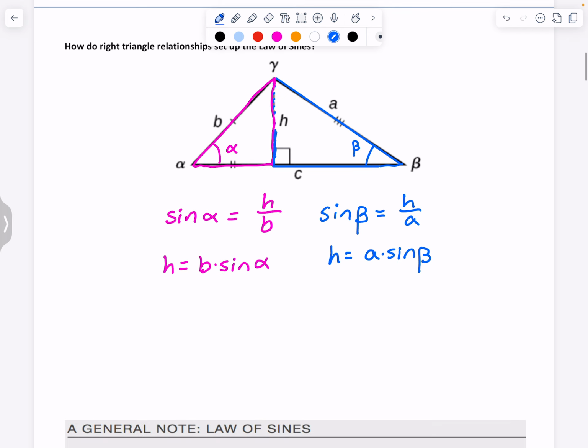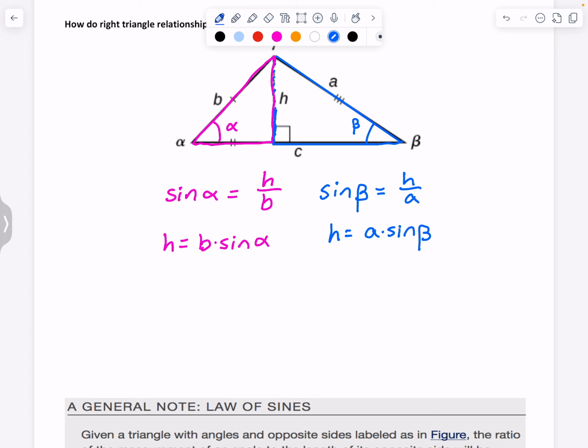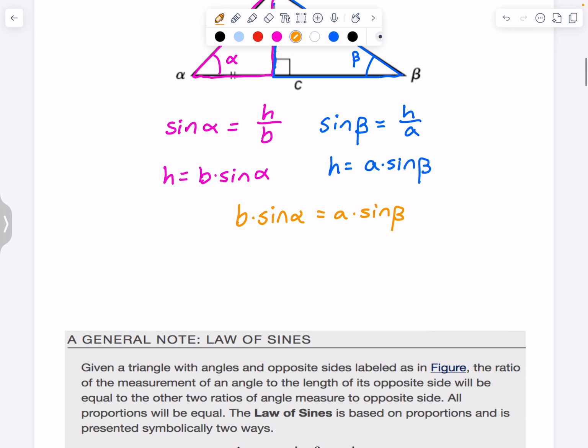Well, if they're both equal to h, that means I can set them equal. So we get b times sine alpha equals a times sine beta. To make it a little prettier, I'm going to divide both sides by ab. So you can see on the left side, I'm just going to be left with sine alpha over a, and then sine beta over b. I could have flipped the triangle over. A and b were kind of arbitrary. So that we get a third equation here, sine of gamma.